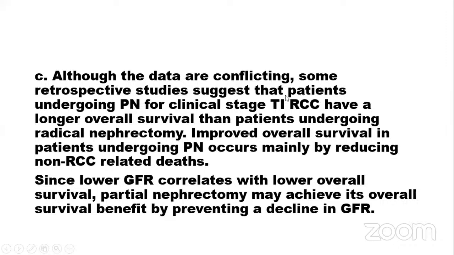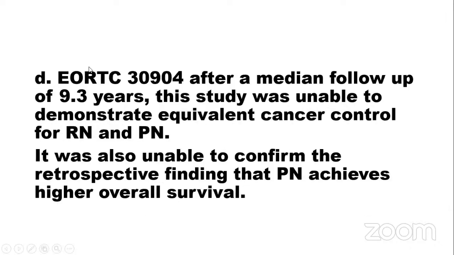Also, the data are conflicting. Some retrospective studies suggest that patients who undergo partial nephrectomy for clinical stage T1 RCC have longer overall survival than patients who undergo radical nephrectomy. Improved overall survival in patients undergoing partial nephrectomy occurs mainly by reducing non-RCC related death, since a lower GFR correlates with lower overall survival. Partial nephrectomy may achieve its overall survival benefit by preventing a decline in GFR.